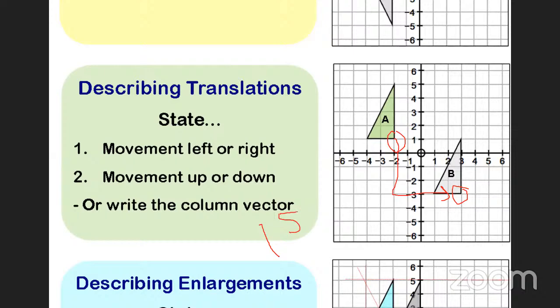So what do I write? 4. If it went down, it's what? Negative 4. So the translation here is 5 minus 4. A translation, also called a slide. So you just slide it, right? By the way, this is an example of a column vector or column matrix. Okay? It's also an example of a column matrix, right? And last one.